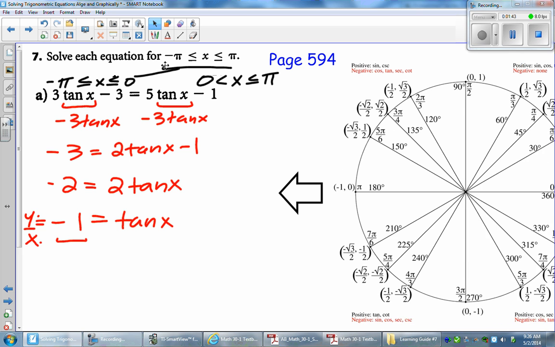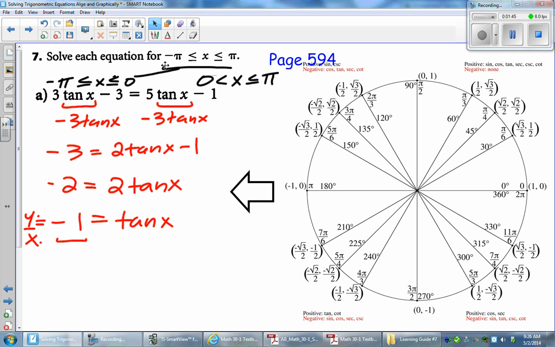First of all, let's look at all possible solutions between 0 and pi first. So since tan is negative, we need to use our add sugar to coffee rule to figure out where tan is negative. So tan will be negative in the second quadrant, and it will also be negative in the 4th quadrant. So we actually have 2 possible solutions here.